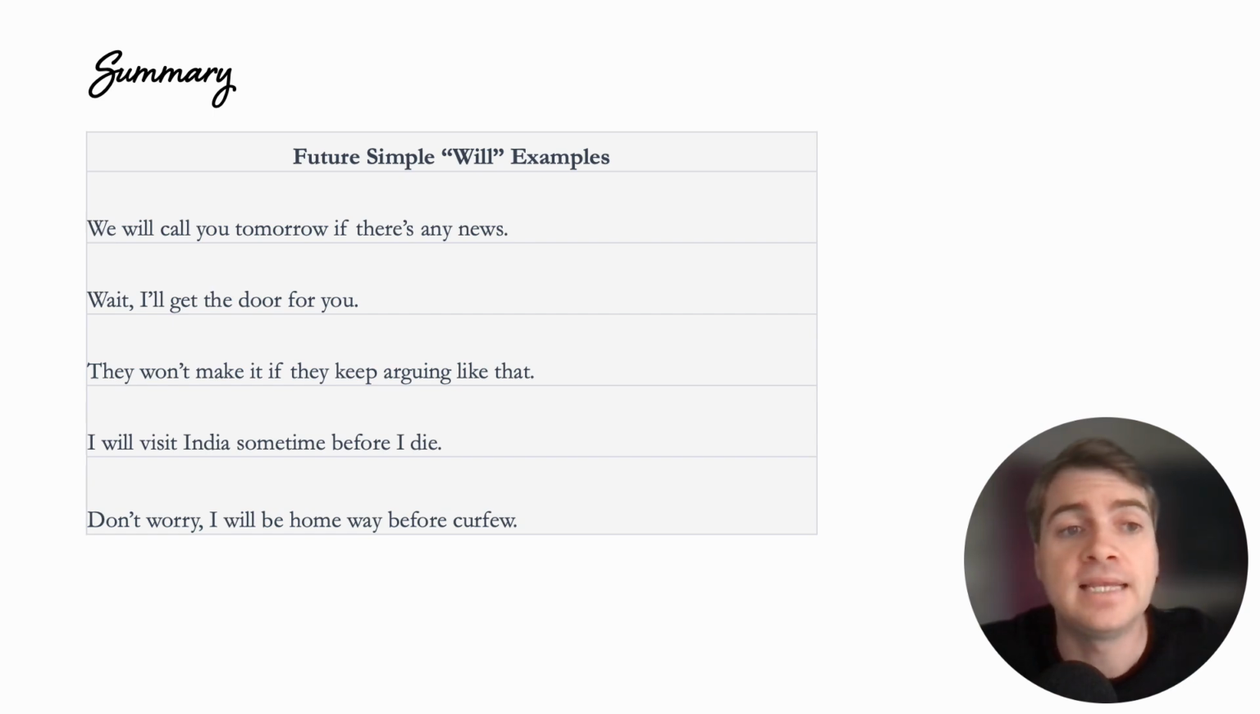"I will visit India sometime before I die," okay? This could be an intention, like I'm planning to visit India before I die, but it could also be "I will visit India before I die," right? If it's the last thing I do, to show that determination, okay? "Don't worry, I will be home way before curfew," okay? "Don't worry, I will be home way before curfew." I'm promising, committing to someone, my parents, I guess, that I will be home way before curfew.